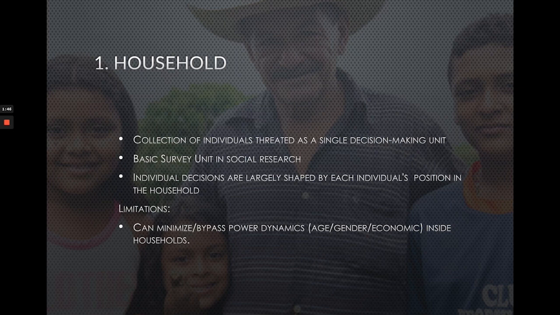This, however, has a key limitation: by taking the household as a whole unit, it can minimize or bypass power dynamics and differences based on aspects like age, gender, or economic role in the household, such as being dependent or breadwinner, and can result in dynamics of oppression or disadvantage for some members of the household.